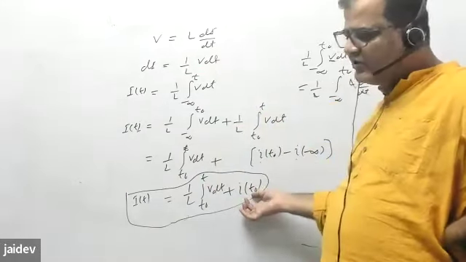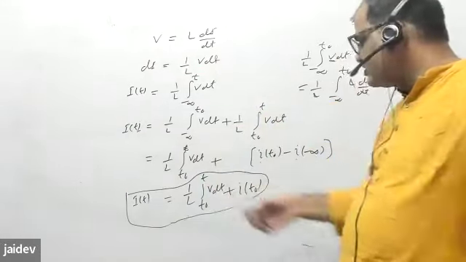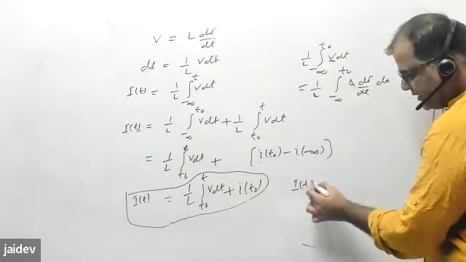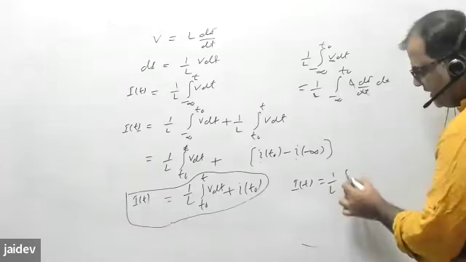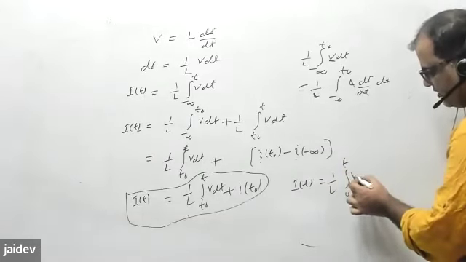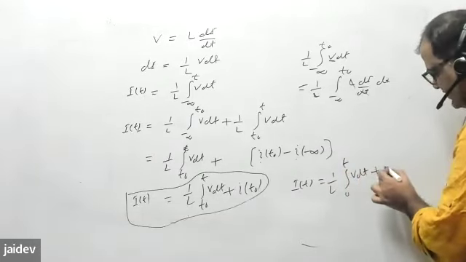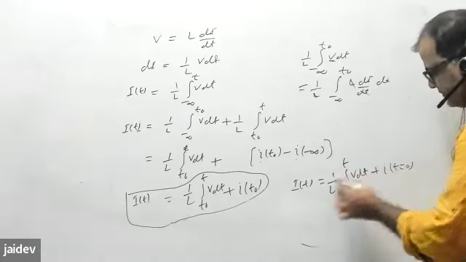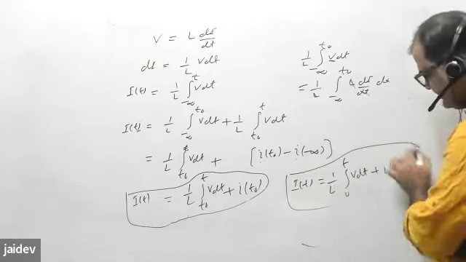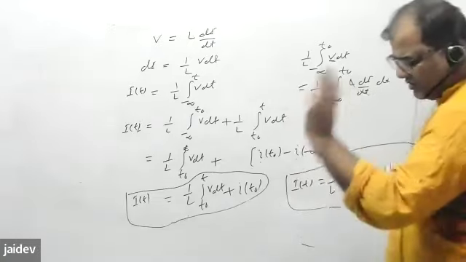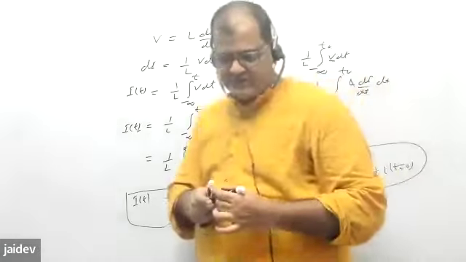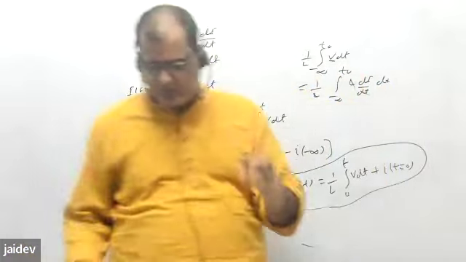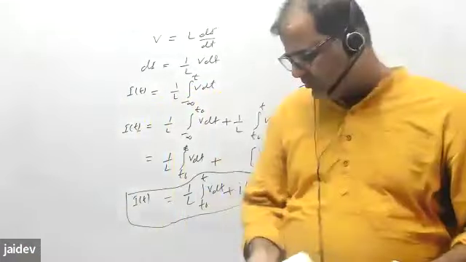Generally, this will be given in the question, and this limit you can change from 0 to t, v dt plus I at t is equal to 0 time. But we are not going to solve this kind of questions, because this type of questions generally will not come in our course. But just to give a formula, I have given you the formula.